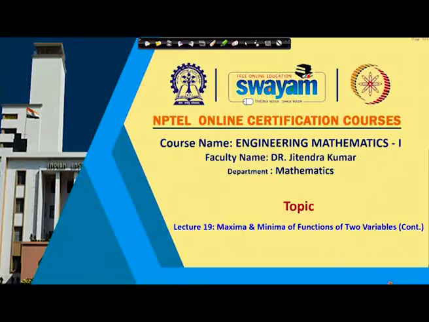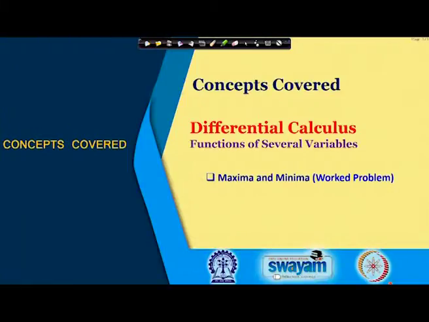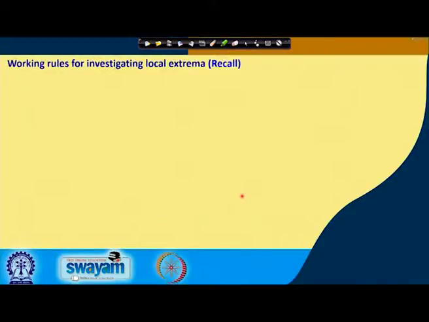So, welcome back to the lectures on engineering mathematics 1, and this is lecture number 19, and today we will continue our discussion on maxima and minima of functions of two variables. In particular today we will see some typical problems where we will apply the ideas which were discussed already in previous lectures.